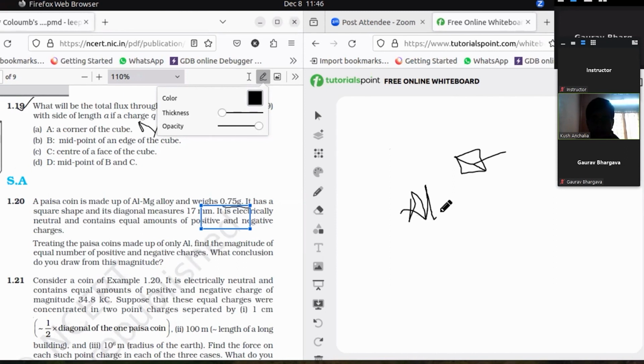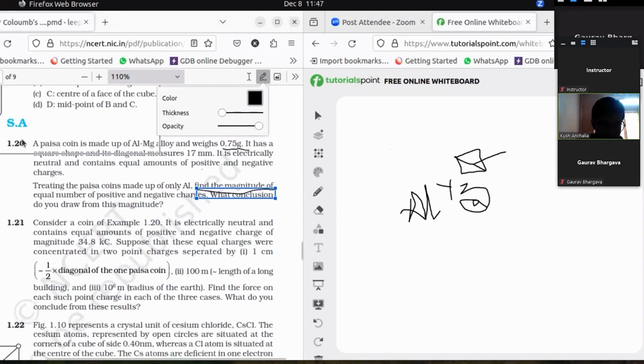As we say, aluminium is +3, so it indicates ionization, because +3 or -3 electrons. So this can be the answer, that -3 electrons should be there. According to weight density, 0.75 kg divided by 4 pi r square. This question can be looked upon.